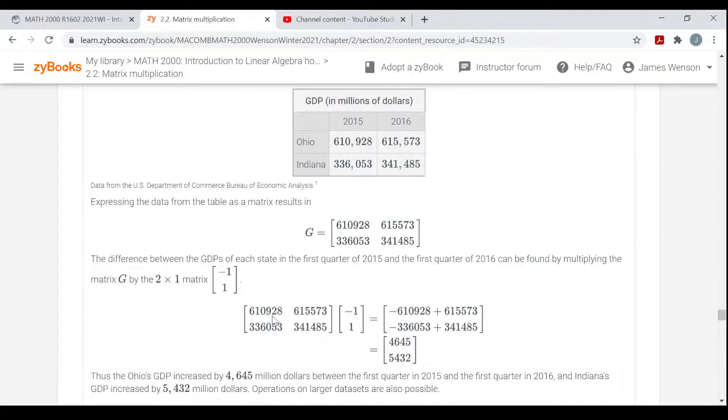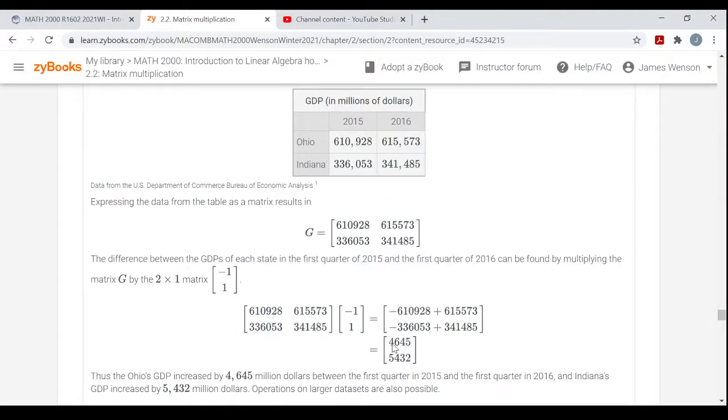If I multiply this matrix by the matrix with this negative 1, 1 column, I do the first row with it. It's a 2 by 2 times a 2 by 1, which would end up with a 2 by 1. You see the final result is a 2 by 1 here? And you'd be taking each row with this column and doing the row-column rule. So I'd take 610,928 times negative 1 plus 615,573 times positive 1. So it's the opposite of this value plus this value. That's just subtraction. If you take the opposite of one value and add another, that's just subtracting these two.